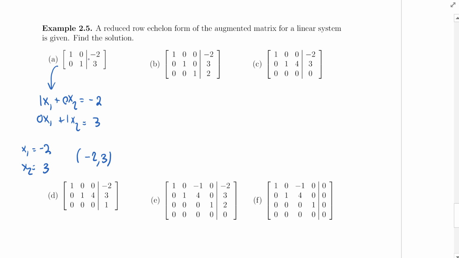The same thing is going to happen here. I don't see anything fancy here, so the answer to this system of equations is just going to be negative 2 and 3 and 2. And that's pretty much it.